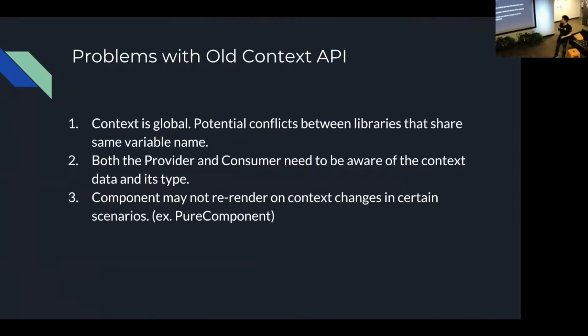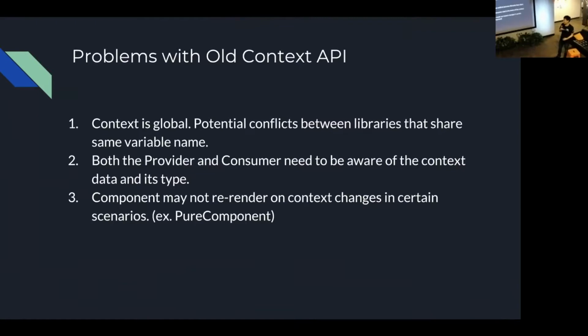Number two, both the provider and consumer need to be aware of the context data and its type. You might still want to be aware of the type because you're receiving it, but at least now you have a choice that you don't need to know the type. But in the old context API, you need to specify the type using the prop types, which now you have to import from a separate library, which is not really good, right?